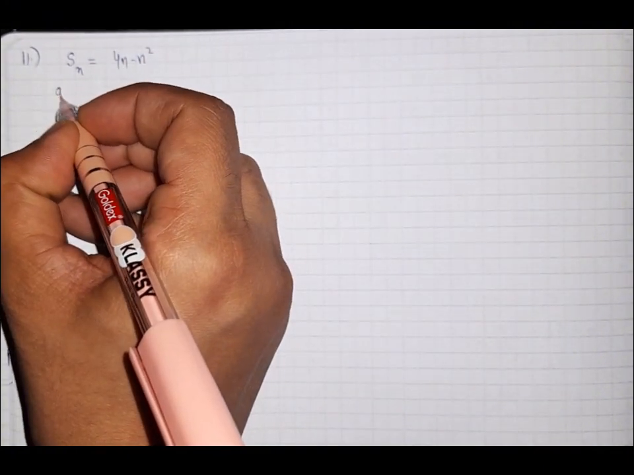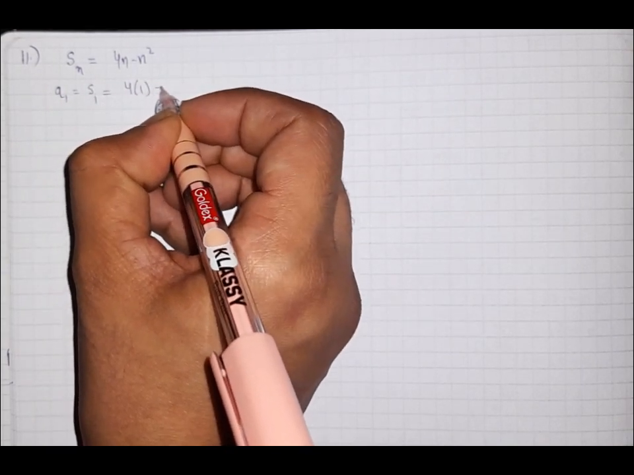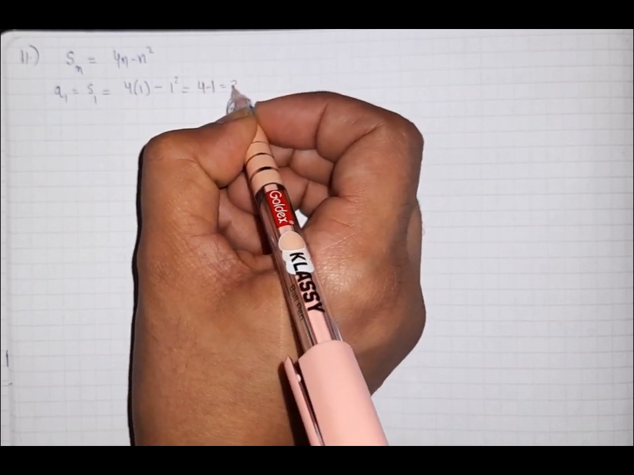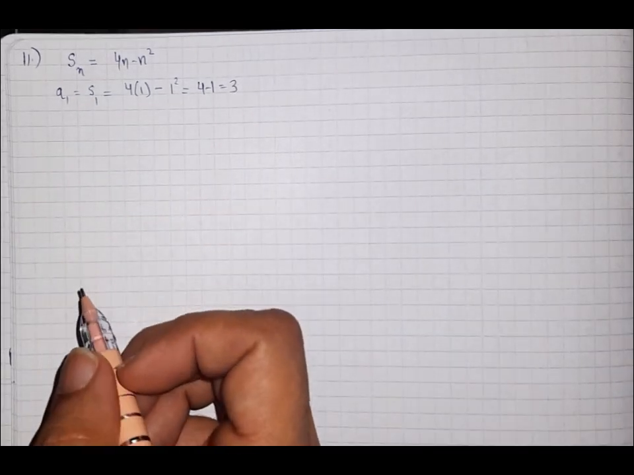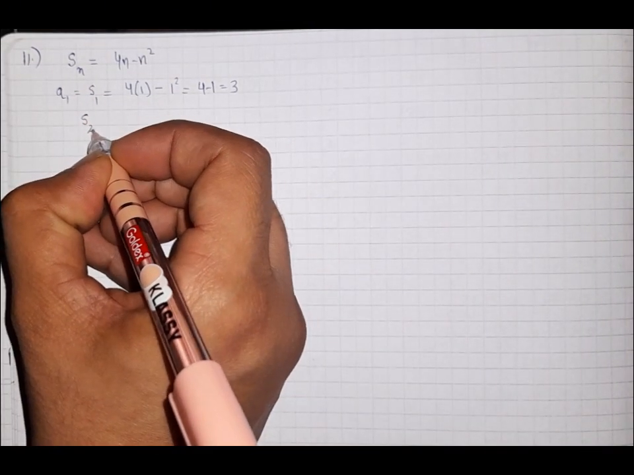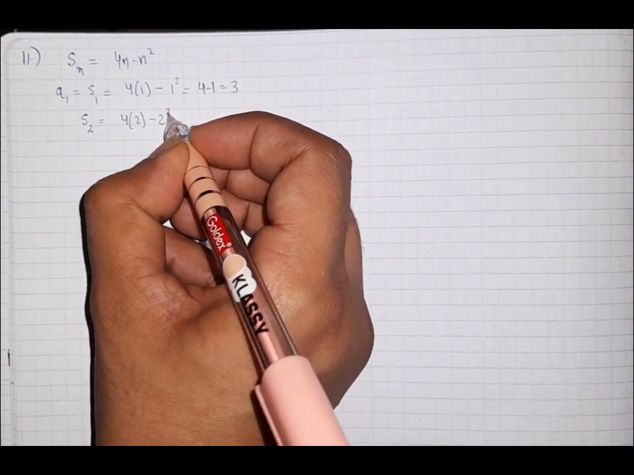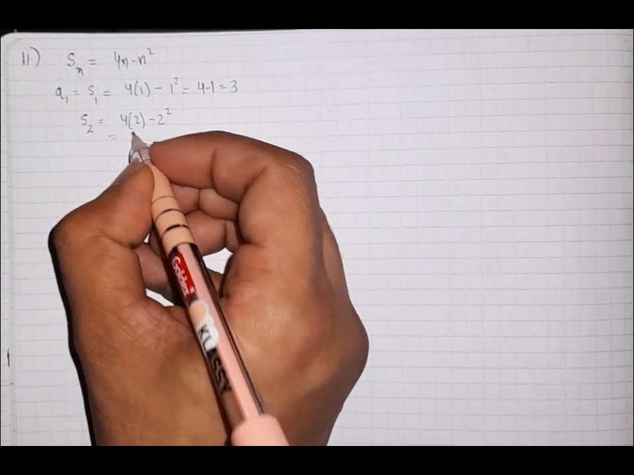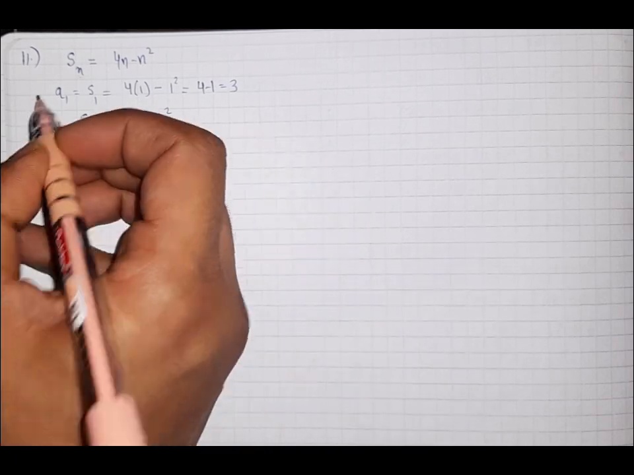So first term, that is S1, equals 4 into 1 minus 1 square, that is 4 minus 1 equals 3. So first term is 3. Next, we are asked to find the sum of the first two terms. The sum of the first two terms will be 4 into 2 minus 2 square. After putting 2 there, 4 into 2 is 8, 2 square is 4. 8 minus 4 equals 4.